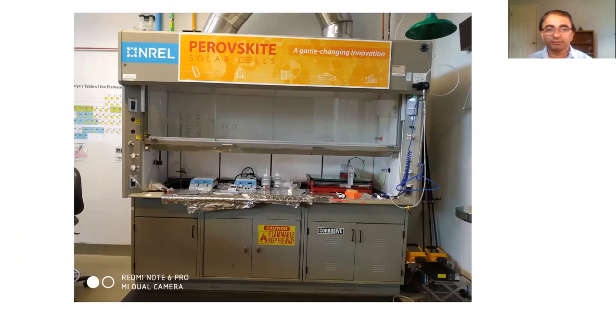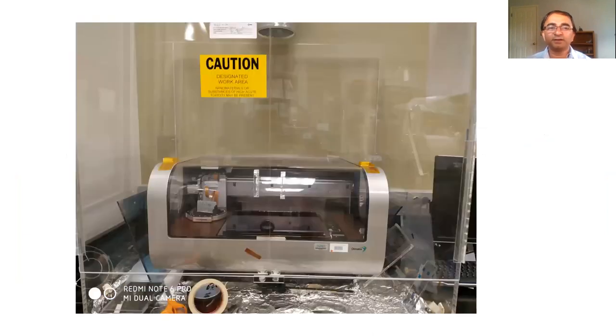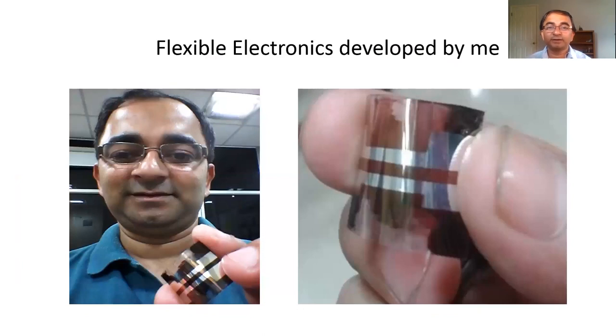Now this is the blade coater technique in our lab, on which I used to work. And this is an inkjet printer in our lab. People are working on making solar cells and supercapacitors and super batteries, flexible batteries, and so on. They have very good efficiencies, like 20% efficiency with the help of these inkjet printers. There are some of the flexible electronics developed by me in my lab.